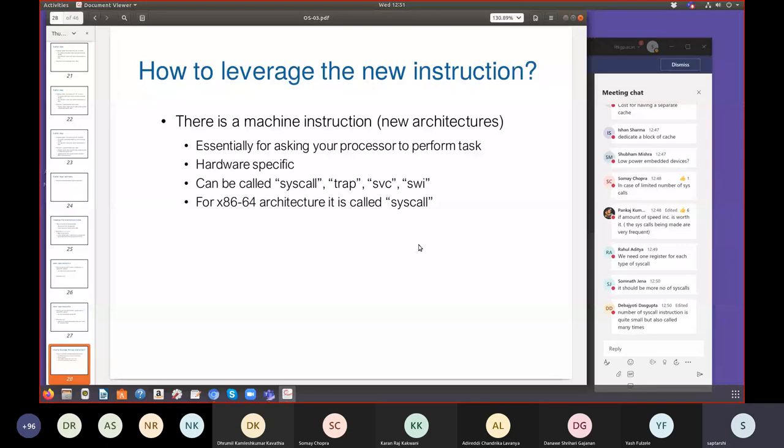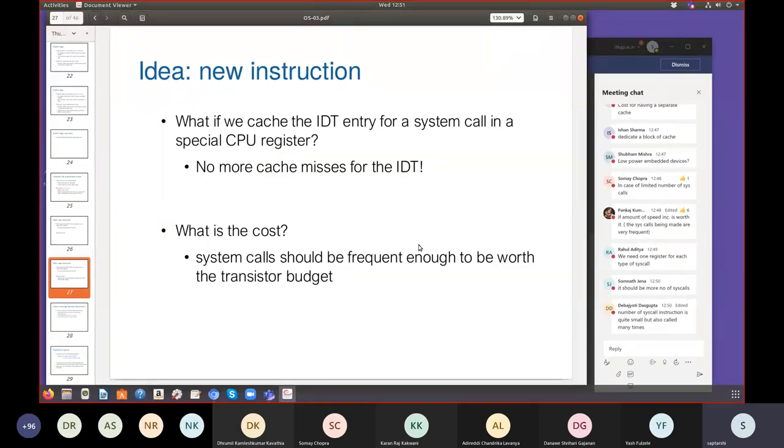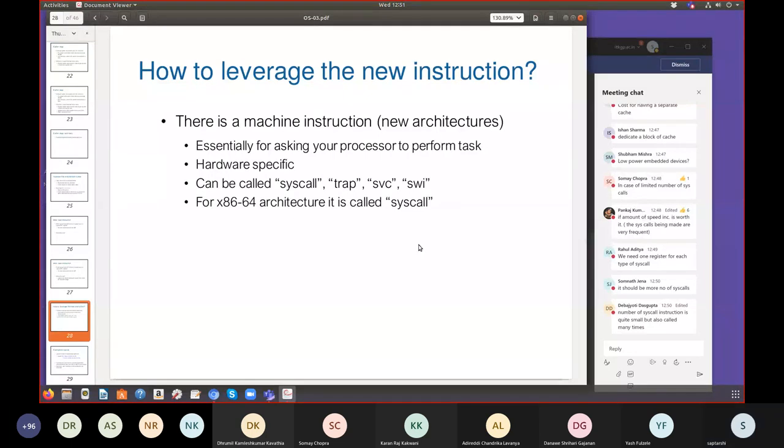So now the concept of the IDT in memory is no longer there. Rather, there is a dedicated set of cache holding the system call starting points, or system call handler addresses. And these new architectures started giving a special instruction for raising system calls. There is actually a new machine instruction developed essentially for asking your processor to perform some task. It was hardware specific. Different manufacturers called it differently, like syscall, trap, SVC, etc. For the x86-64 architecture, it is called syscall, and that name kind of picked on because x86-64 is in general the most common architecture.